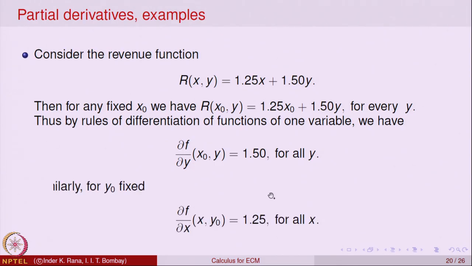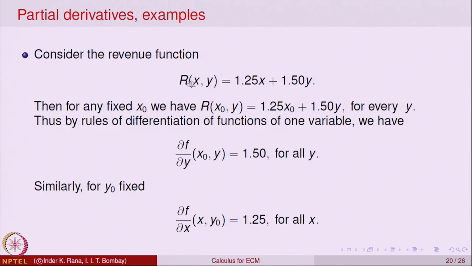And similarly, for the partial derivative with respect to x, if y is fixed at y equal to y0, you will get the value 1.25 as the partial derivative for all values of x. The partial derivative at a point (x0, y0), or any point, is the same. So, this is how you calculate the partial derivative.